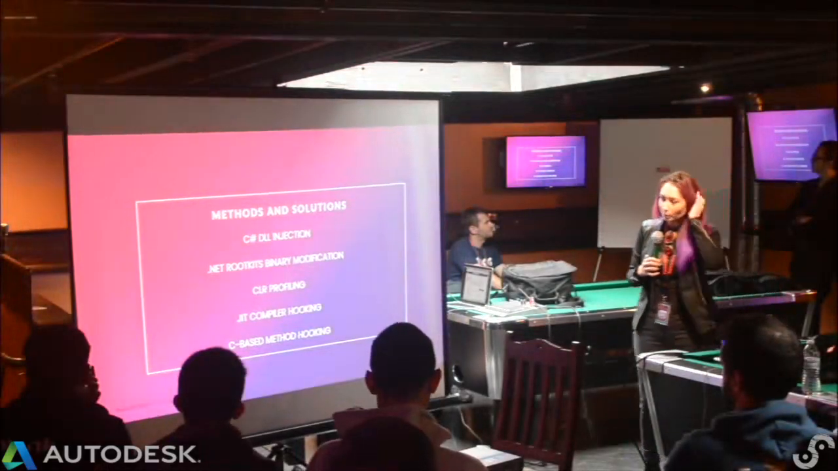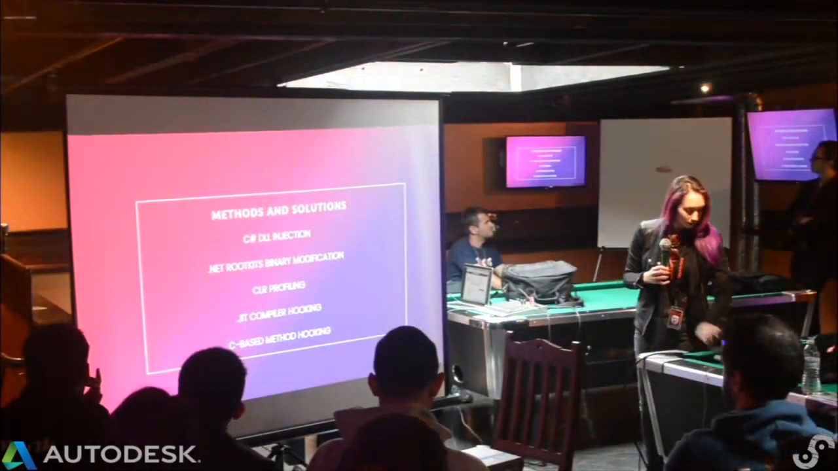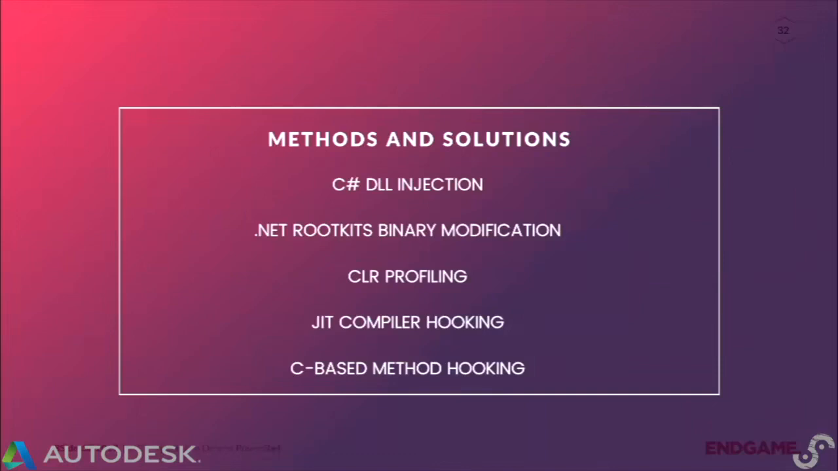So that brings me to all the different methods. I'm going to talk about how I did the C# injection, just a high-level overview. I'm planning to release a research paper with this, so it'll have more details, but I just want to go over it so you guys know. And then .NET rootkits with binary modification, CLR profiling, JIT compiler hooking, and C-based method hooking.